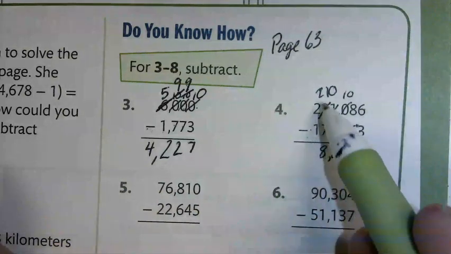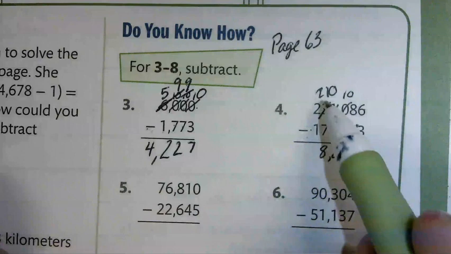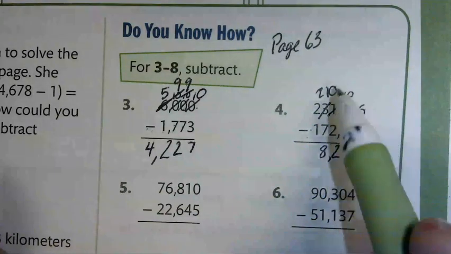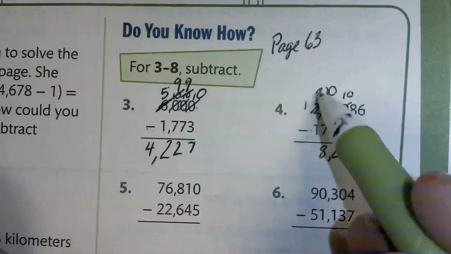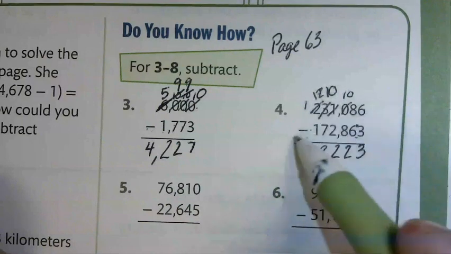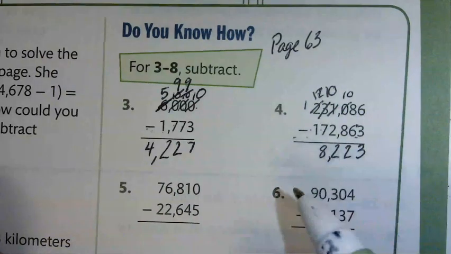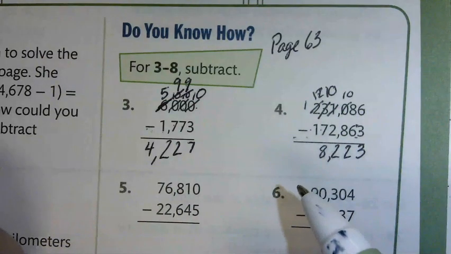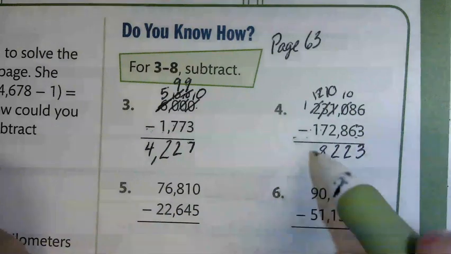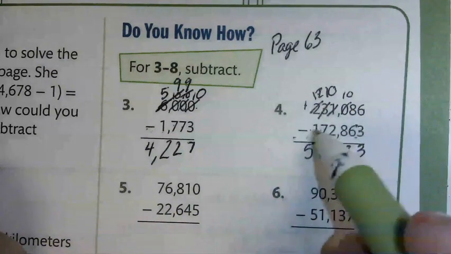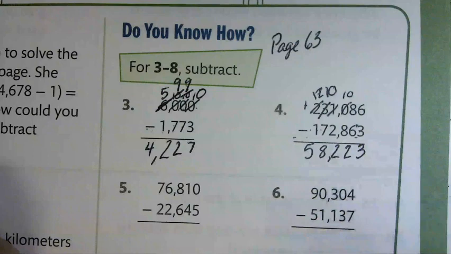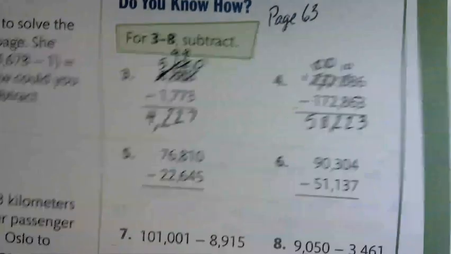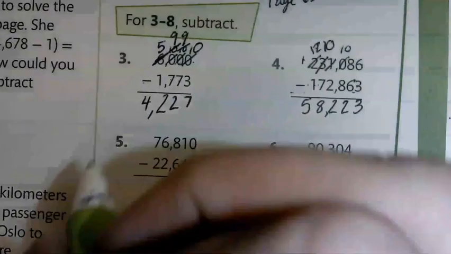In my 10,000s, it gets a little messy here, which is why we got to be really careful to try to keep everything organized. I've got 2 minus 7, which I can't do. So this becomes a 1. This becomes 12. 12 minus 7. 12, 11, 10, 9, 8, 7, 6, 5. And then 1 minus 1 is 0. So my answer here would be 58,223.